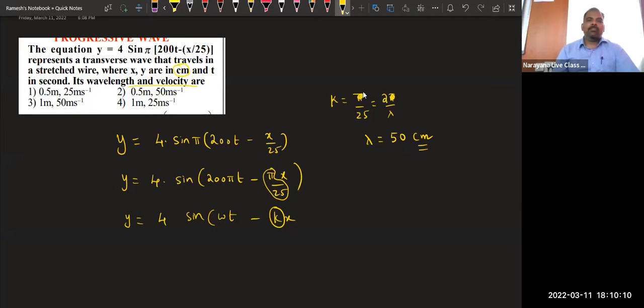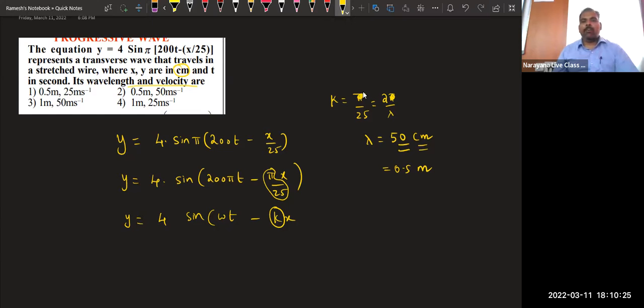Because everything is given in centimeter, the wavelength also you will get in centimeter. But all options are in meters per second. So it means 0.5 meter only, no? Yes, sir. 50 by 100. Correct? And the second answer I have to find.